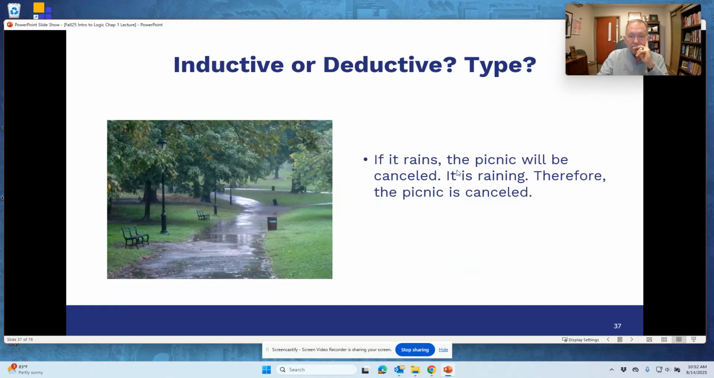It rains. If it rains, the picnic will be canceled. It is raining, therefore the picnic is canceled. So if it rains, the picnic will be canceled. It is raining, therefore the picnic is canceled. These are the premises. Do the premises necessarily follow this? Well, in fact, they do. This is a conditional argument. It's an if-then argument. So think of it that way.